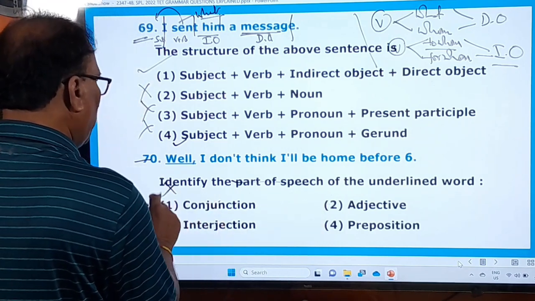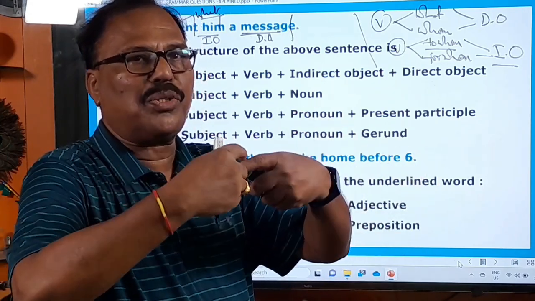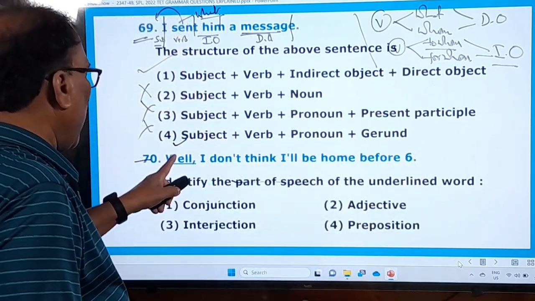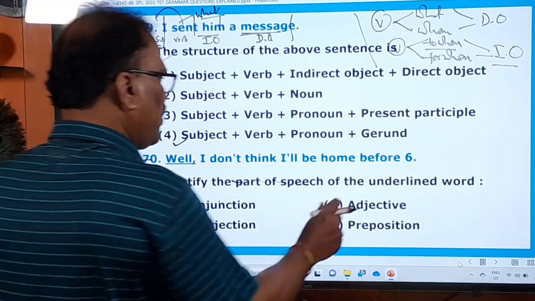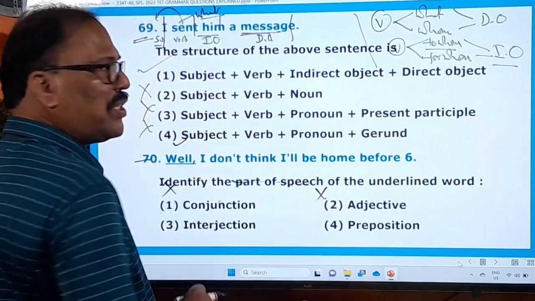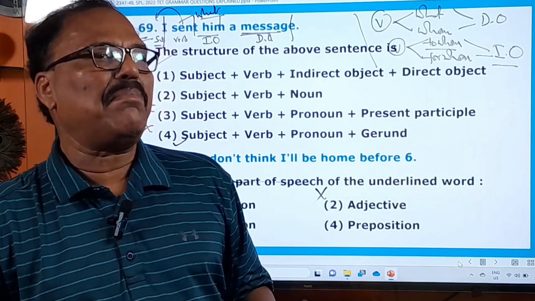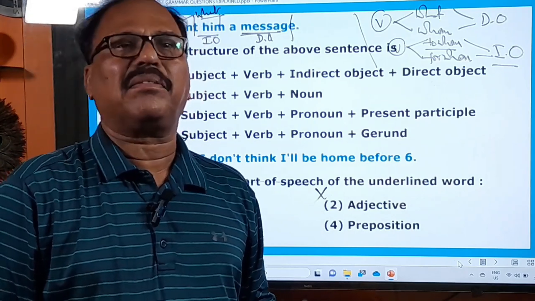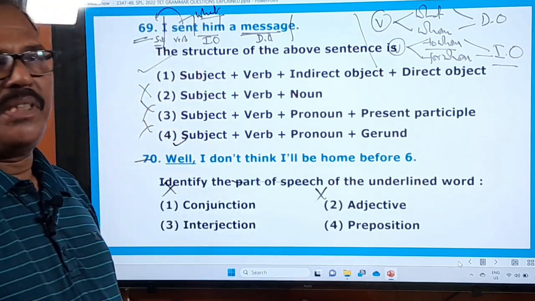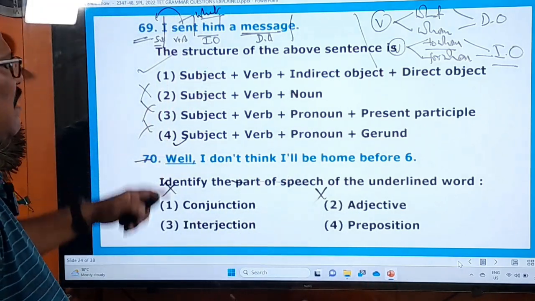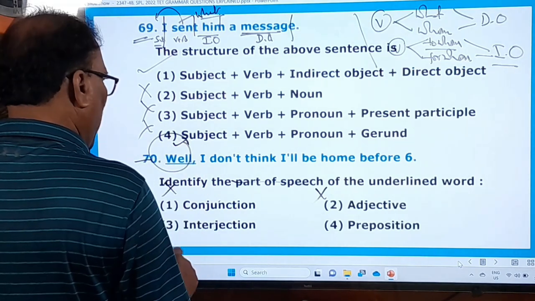Conjunction? It's not a conjunction, because a conjunction connects two sentences or two words together. It is not doing that. It is standing at the beginning of the sentence, so it is not at all a conjunction. Adjective? It is also not an adjective. Adjective means there must be a noun after it. He is a well man. Well man means healthy man. After well, there must be some noun. If there is a noun, then you think it's an adjective. But you hear nothing there. It's standing only at the beginning of the sentence, right?